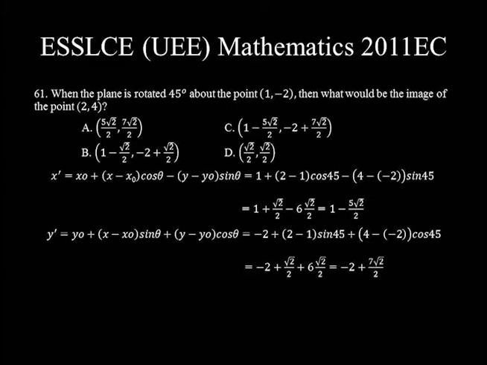So the ordered pair (x prime, y prime) is equal to (1 minus 5 root 2 over 2, negative 2 plus 7 root 2 over 2). Therefore, choice C is the right alternative.